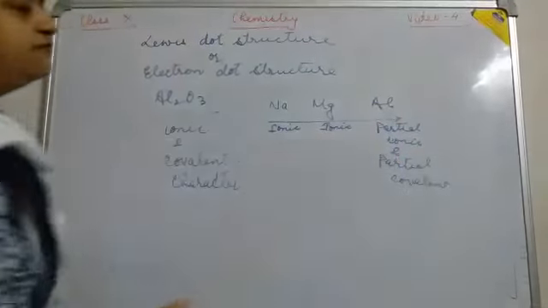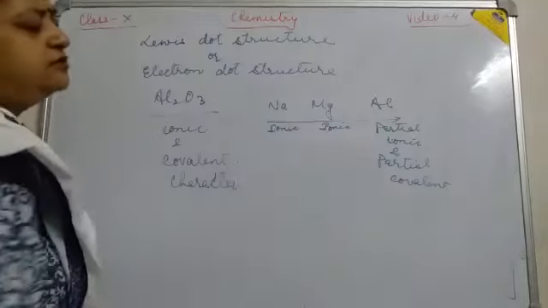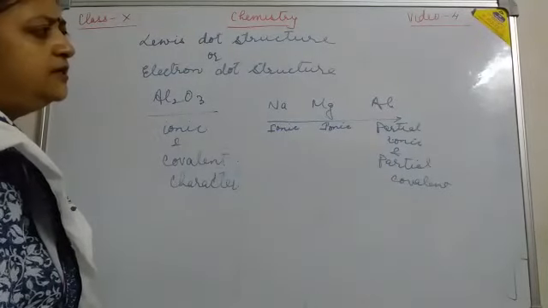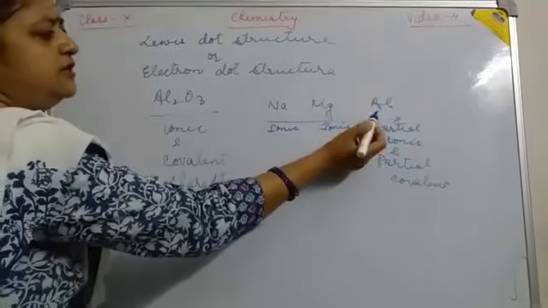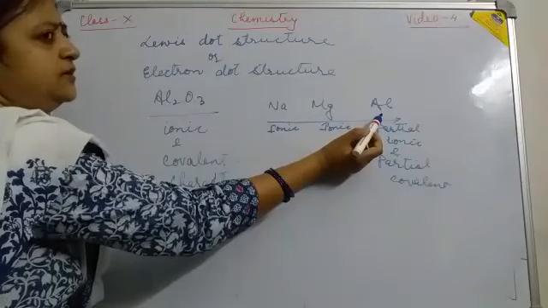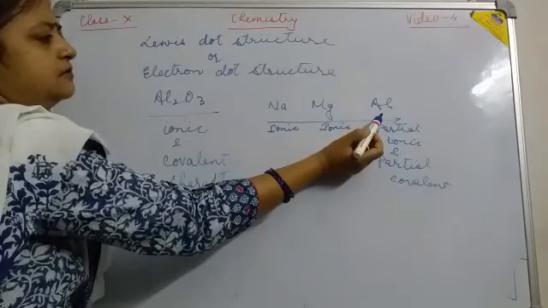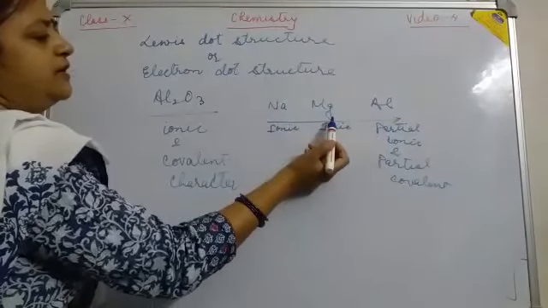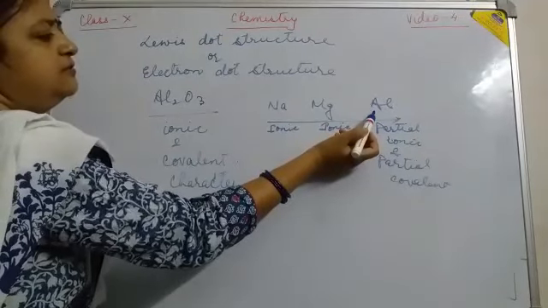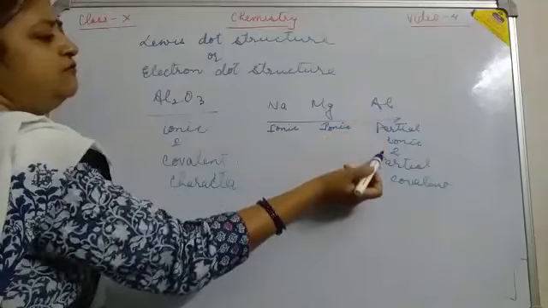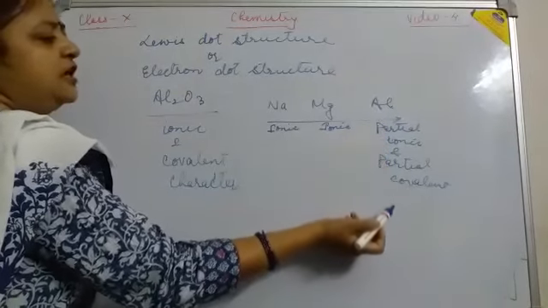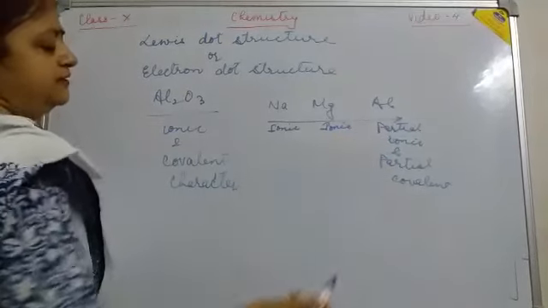Due to the difference in electronegativity with the non-metals, the difference of electronegativity of aluminium is less than that of sodium and magnesium, and the size of aluminium is more than that of sodium and magnesium, so the bond formation is partial ionic or partial covalent.